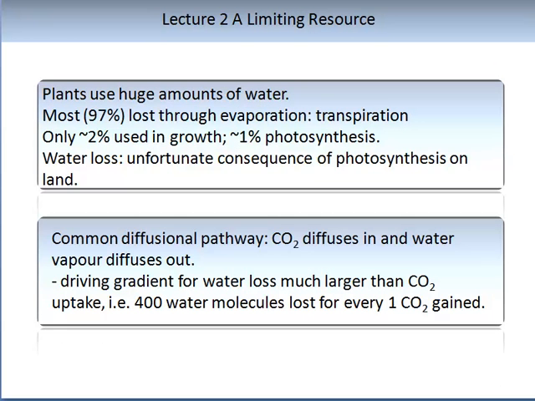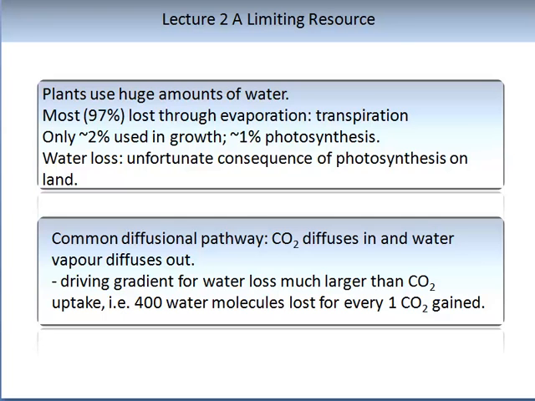Plants use a huge amount of water. Most of the water that a plant uses is actually lost to the atmosphere through evaporation. This occurs during the process of transpiration. Transpiration is the movement of water from the roots out through the stomata of the leaves to the atmosphere, and about 97% of all water that is utilized in the plant is lost in this process. About 2% of water is used in the process of growth, and a little less than 1% is used in photosynthesis, when the molecule is split to aid in the production of chemical energy.